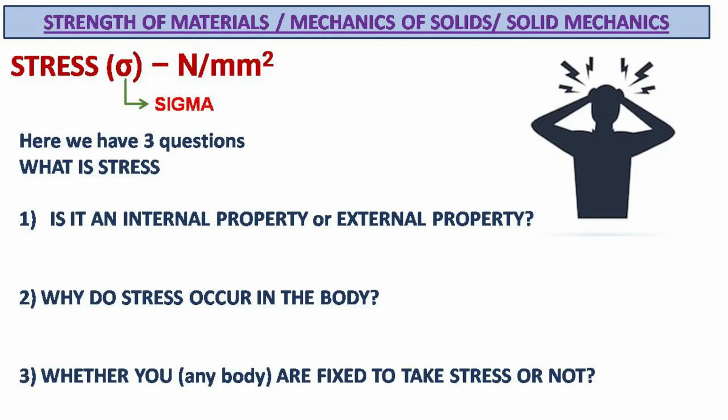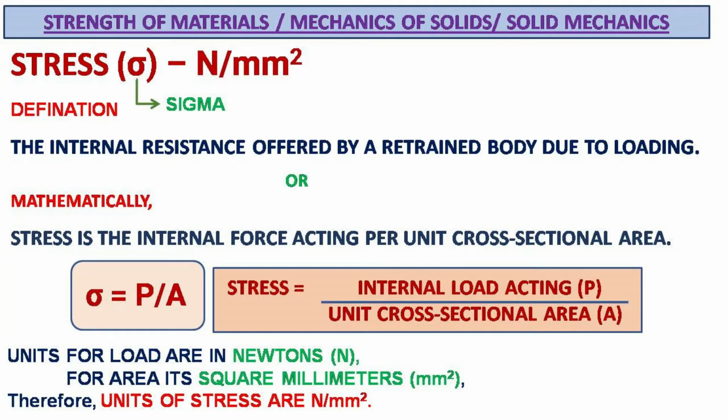From the above 3 answers, we can say that for a body to be stressed, first it should be fixed, second load should be applied, only then internally stress will be developed. Slide 4. By summarizing all the above 3 answers, we are defining stress as: it is an internal resistance offered by a restrained body due to loading. Restrained body means fixed body. Restrained is the technical term used for fixed.